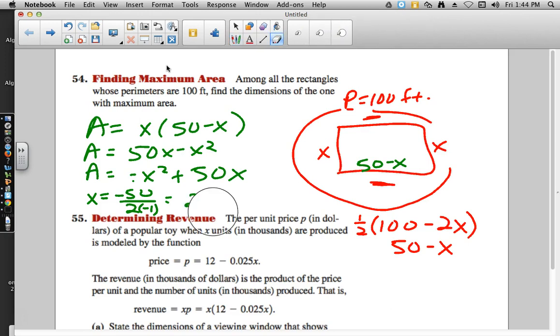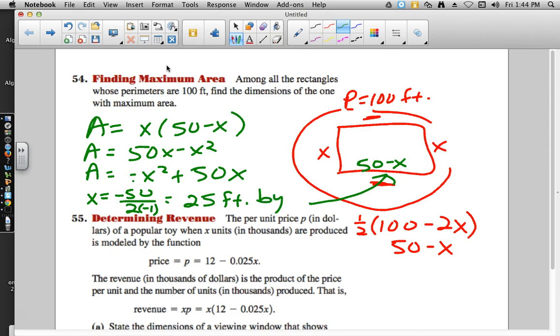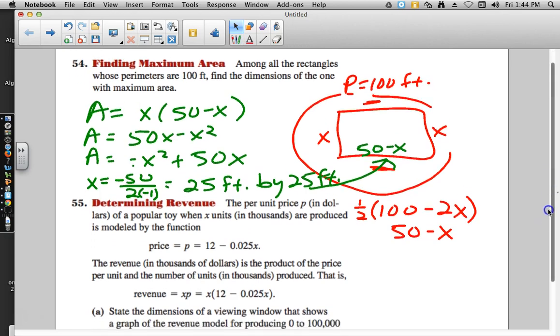And now if I want the other dimension, I can go back to my formula and see that the other dimension is 50 minus my x value. Well, my x value was 25, so 50 minus 25 is going to be 25. And as we often see, it's in fact a square that would give us the maximum area for that rectangle. It's a square of 25 by 25 feet.